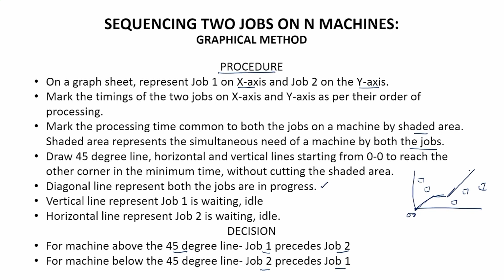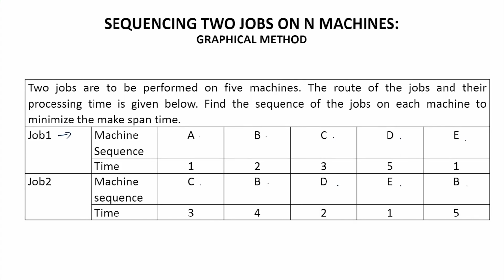We will understand this procedure of the graphical method of sequencing 2 jobs on n machines with the help of one example. So, this is the example we are taking. We are having 2 jobs, job 1 and job 2. The machine sequence and timings are given to us, and then we have to determine the optimal sequence of the jobs on different machines. So, 2 jobs have to be performed on 5 machines.